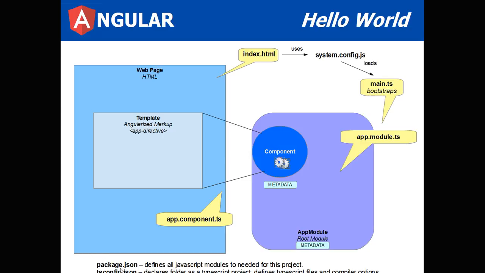So the package.json file defines all the JavaScript modules needed for the project. And basically Angular CLI is building that for me, and I don't have to worry too much about it. I'm in WebStorm. I used Angular CLI to build an Angular 4 application, and it generates these files for me. If I update my modules using the Node package manager, I do a --save to make sure that the package.json file is updated. And the tsconfig file declares a folder as a TypeScript project. It defines TypeScript files and compiler options.